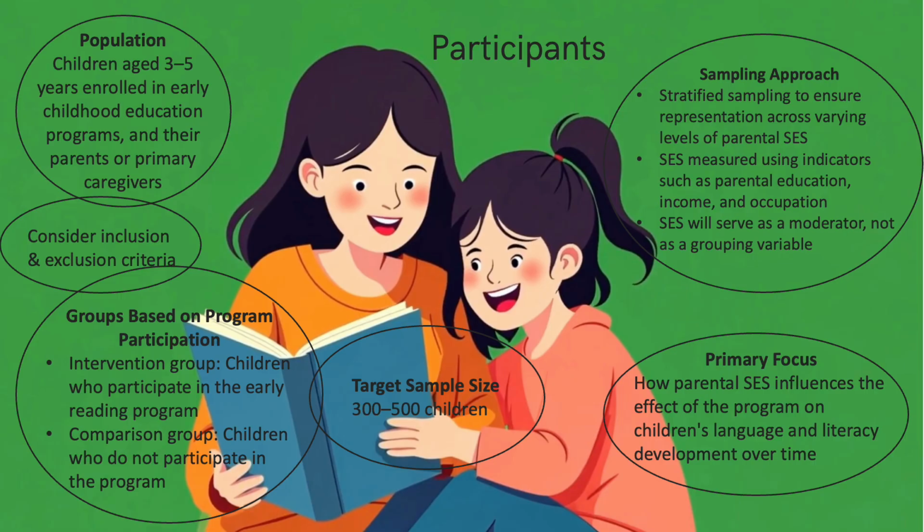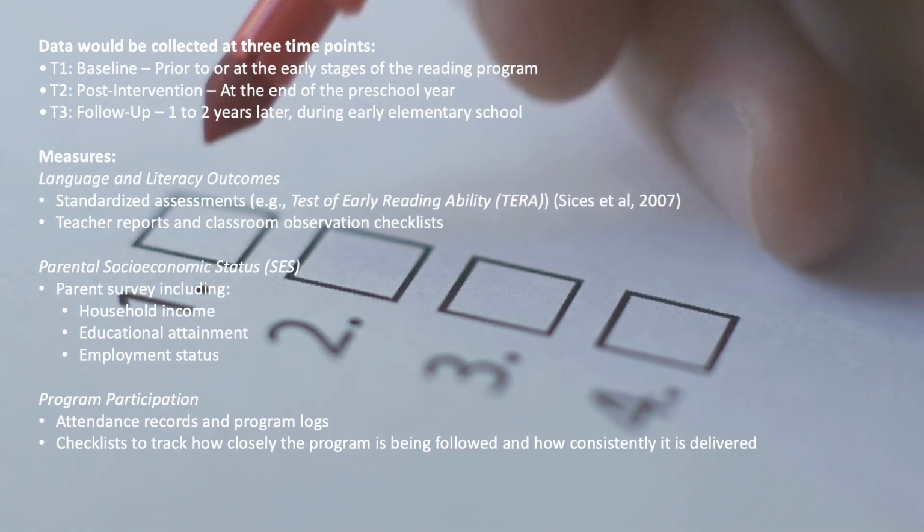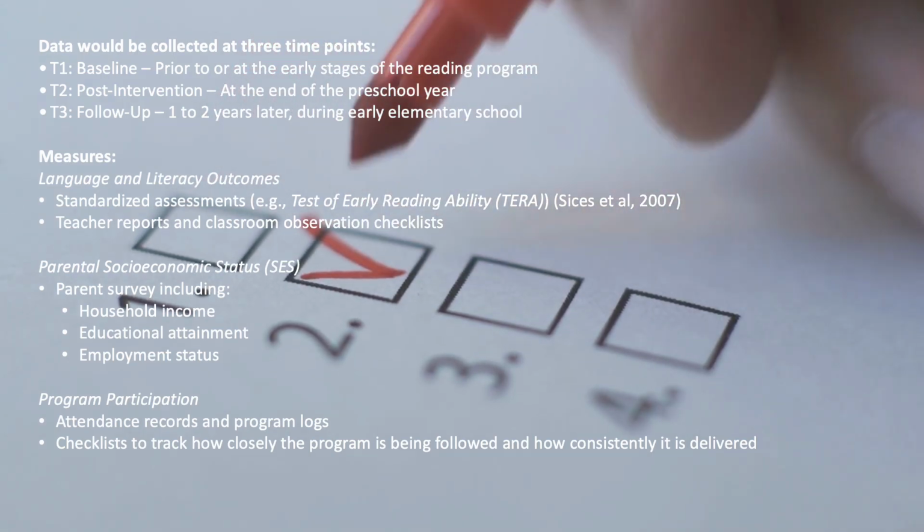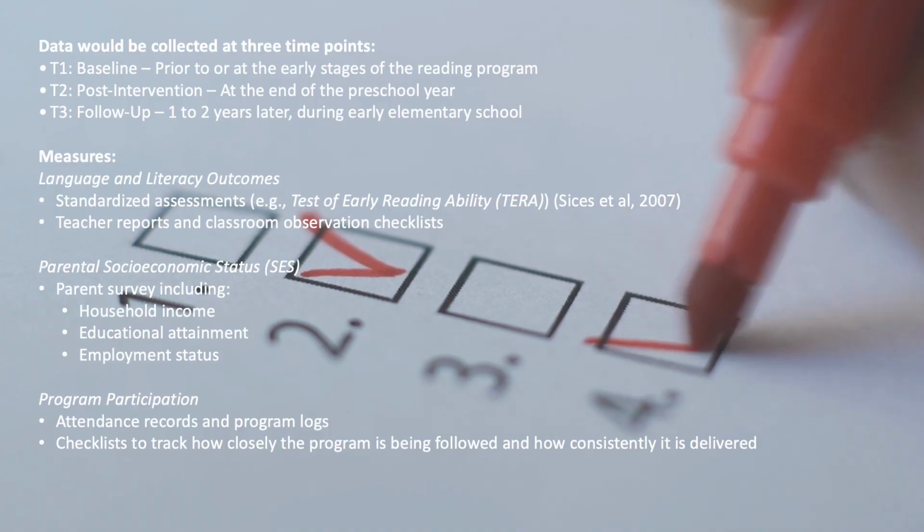For example, in our research question on early childhood reading programs, we want to make sure we include children from both high and low parental SES backgrounds. So we would divide our population into 2 groups based on SES, high and low, and then randomly select participants from within each of those groups. So this helps to ensure that one SES group isn't over or underrepresented in our sample, which would strengthen the validity of our results.